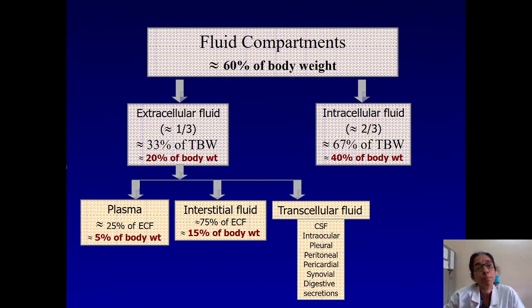25% of the ECF is plasma. This is the fluid surrounding the blood cells, and if you look at the body weight, it is 5% of the body weight. Then comes the interstitial fluid. Interstitial fluid is the fluid surrounding all the cells in the body except the blood cells, because blood cells are in your vascular system. So except the blood cells, all other cells surrounded by fluid have interstitial fluid.